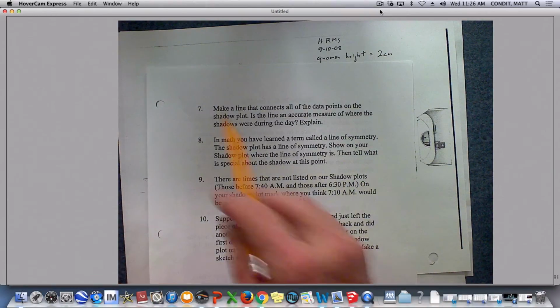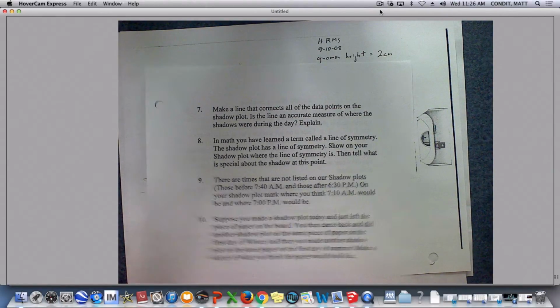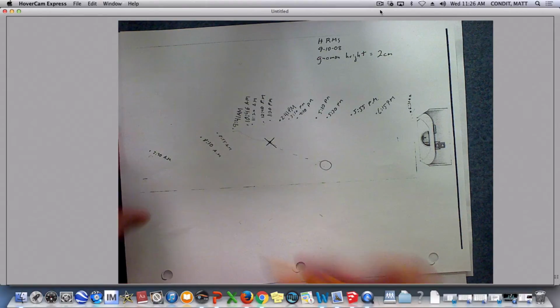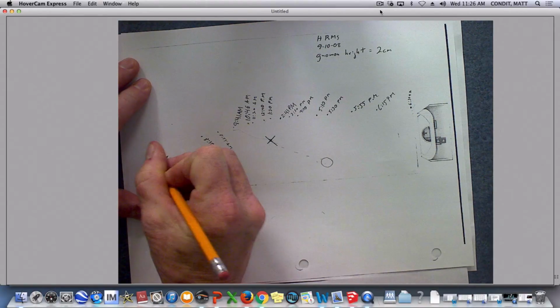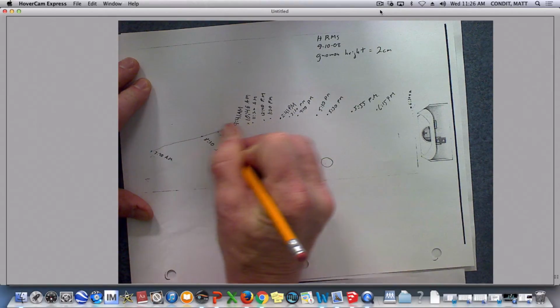Okay, so make a line that connects all the data points on the shadow plot. Is the line an accurate measure of where the shadows were during the day? Explain. Well, what we want to do is just exactly what it says. Make a line as best we can that's going to connect all of these points.